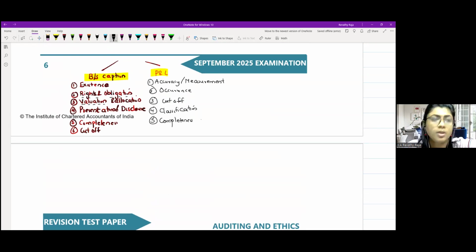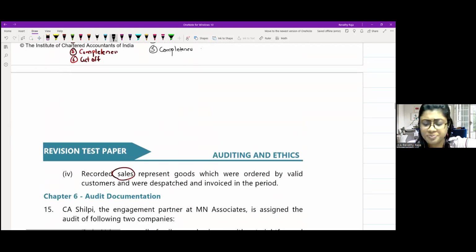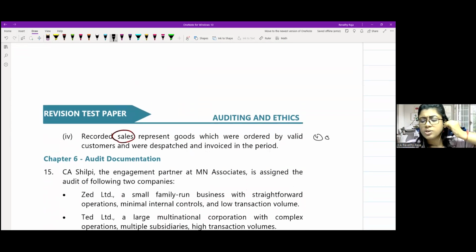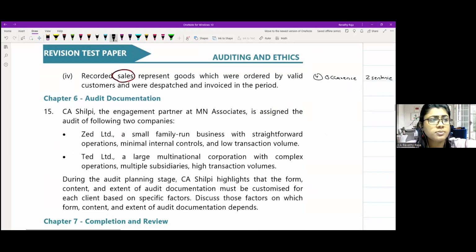Okay. So the answer is the fourth one, occurrence. The auditor will check the occurrence to ensure that the sales that have taken place pertain to the entity. You have to explain in 2 sentences. Explain, huh? The assertion is very important.